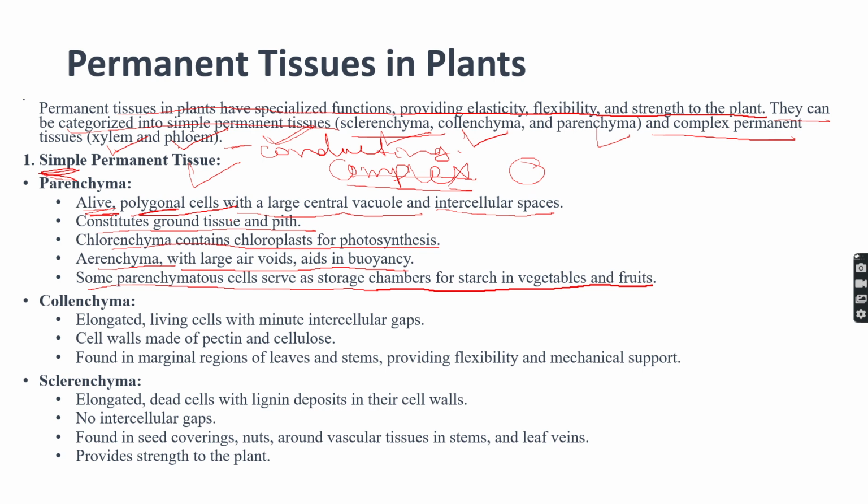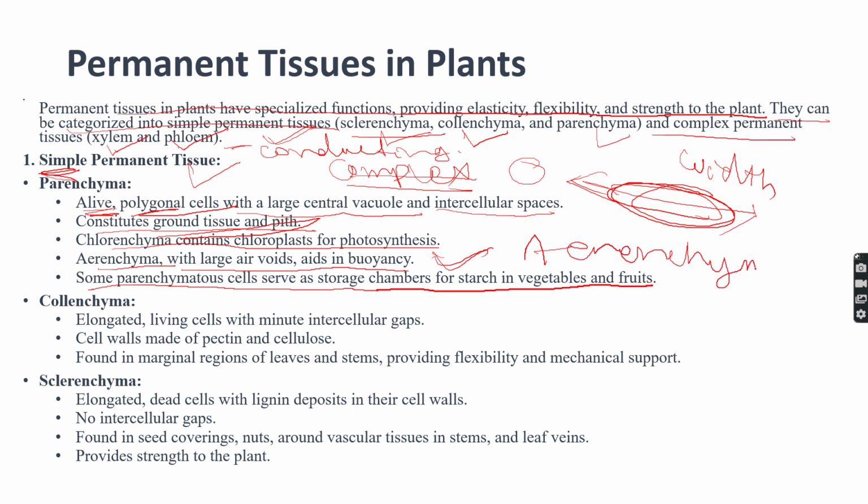So basically, parenchyma tissue is forming your ground tissue and pith, which is basically responsible for the width of the plant. Okay, and in some conditions it is forming your aerenchyma. Aerenchyma is basically a pocket or space of tissue where air is stored or air is passed, so that the plant can be buoyant in the water level, in flood conditions, or under flood stress.